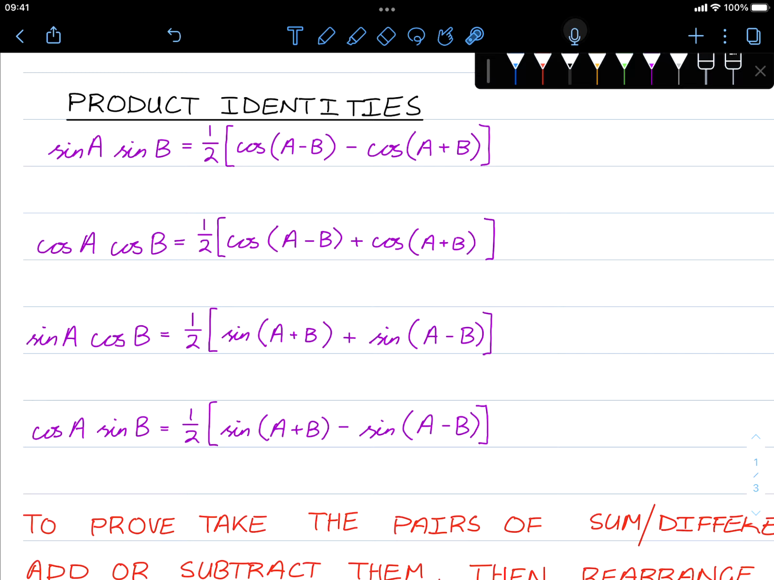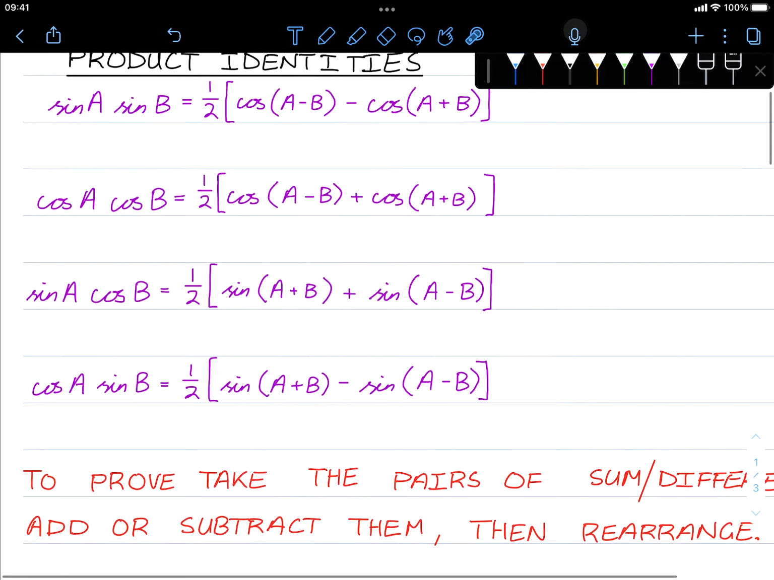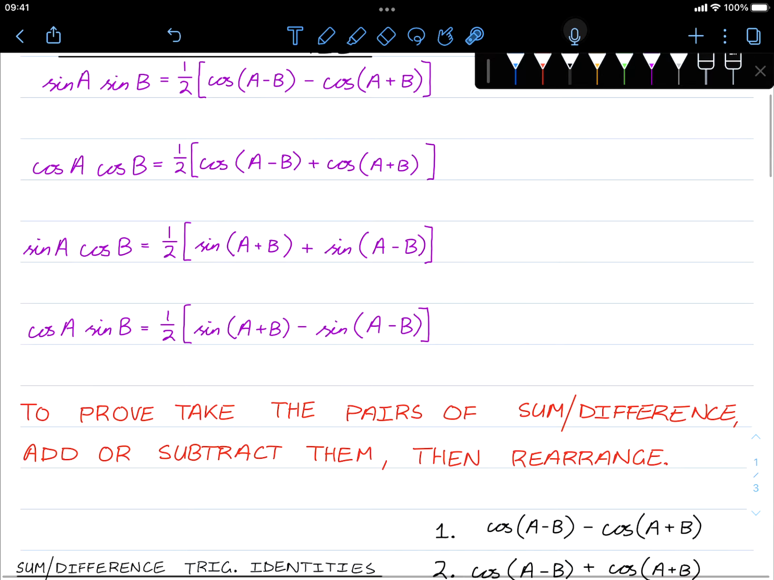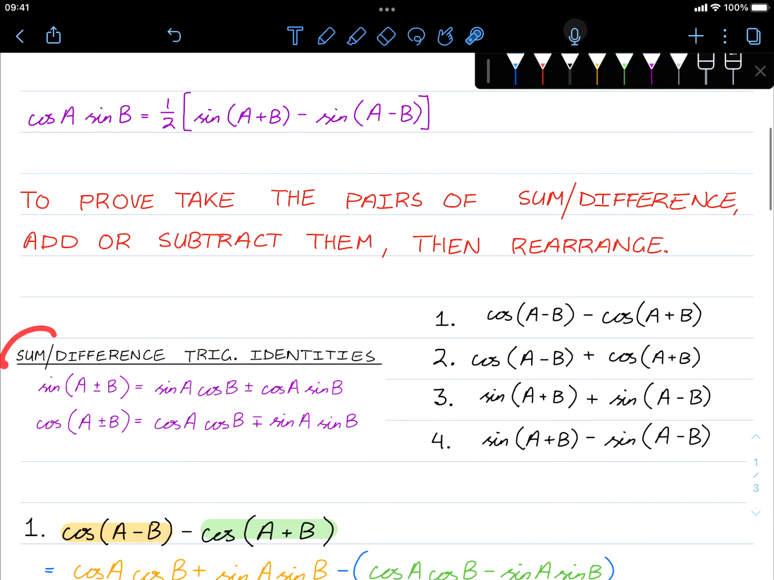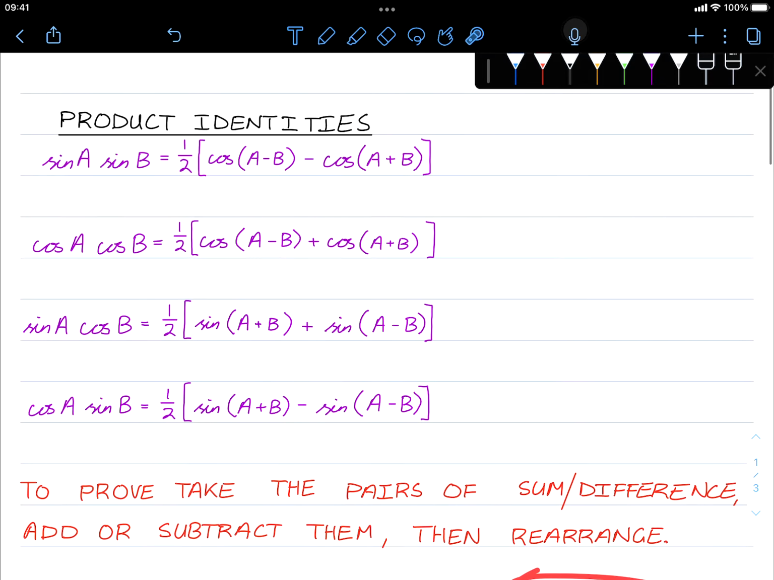So we're looking at proving these identities. To prove them, we take the pairs of sum or differences, we add or subtract them, then we rearrange. By that we mean the sum and difference trig identities, and we pair them up in the ways that we need to here in the identities.